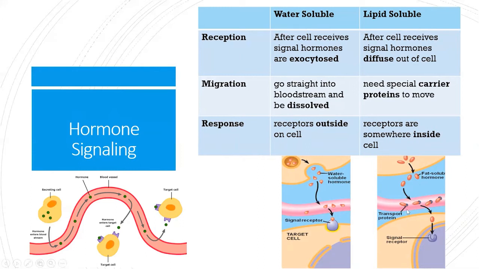versus the lipid soluble are going to need special carrier proteins to actually move them because they can't dissolve into the aqueous environment. Now, if we look at the response between these two, the water soluble, again, they can't diffuse through this membrane, so the receptor proteins or the signal receptors are going to be found on the exterior of the cell, embedded in that membrane. Versus in the lipid soluble, since they can diffuse through the membrane, there's no need to have the special protein embedded in that membrane. It can be found somewhere within the cell where it will then later bind to it and cause some sort of reaction or signal transduction.